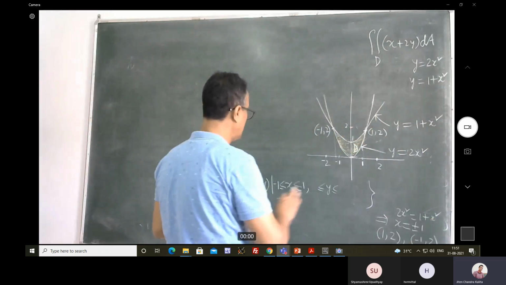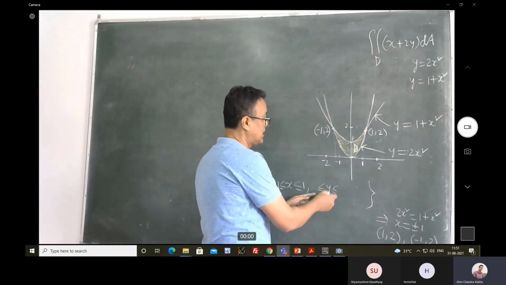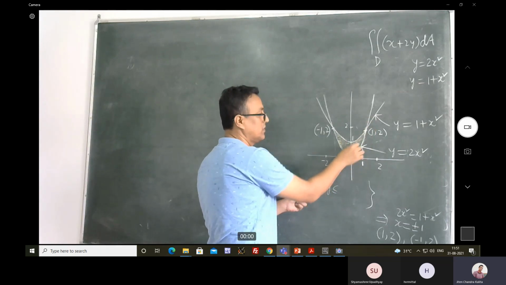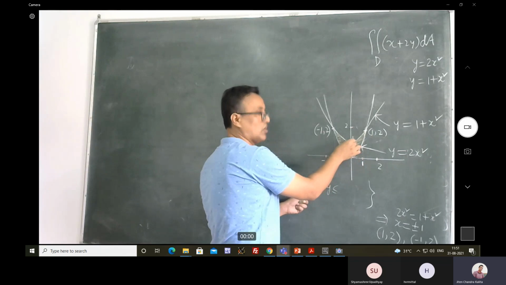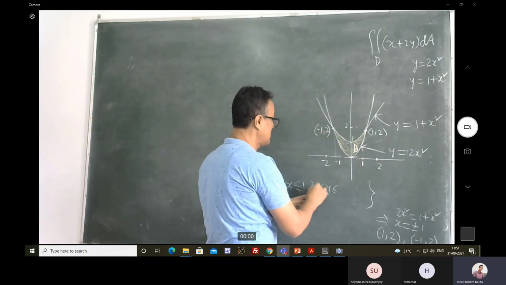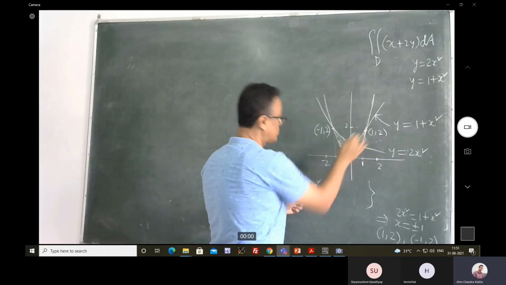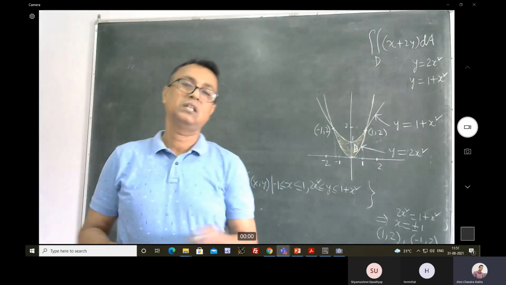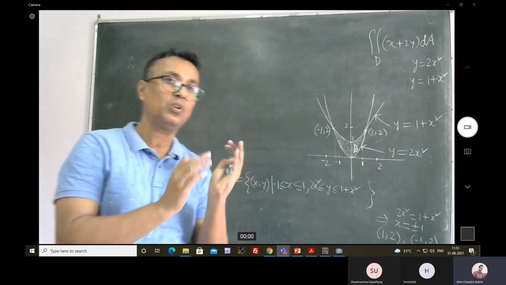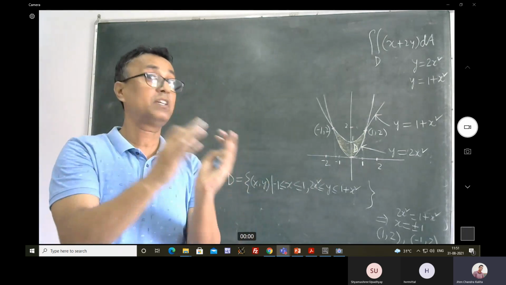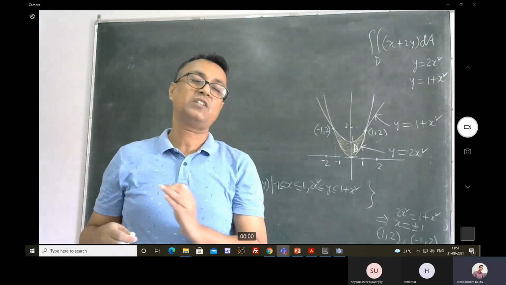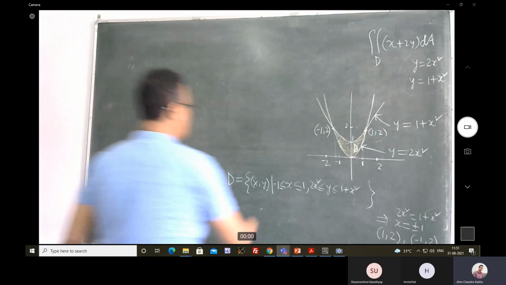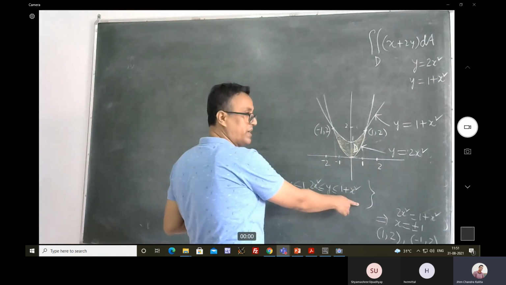Whenever you consider this graph as a function of x, you have to consider bottom and top. So the bottom is here 2x squared, the top is 1 plus x squared. And when you consider these graphs as a function of y, then you have to consider left and right. If that is the strategy you adopt, there is not going to be any confusion at all. So we have completely defined our domain, right?